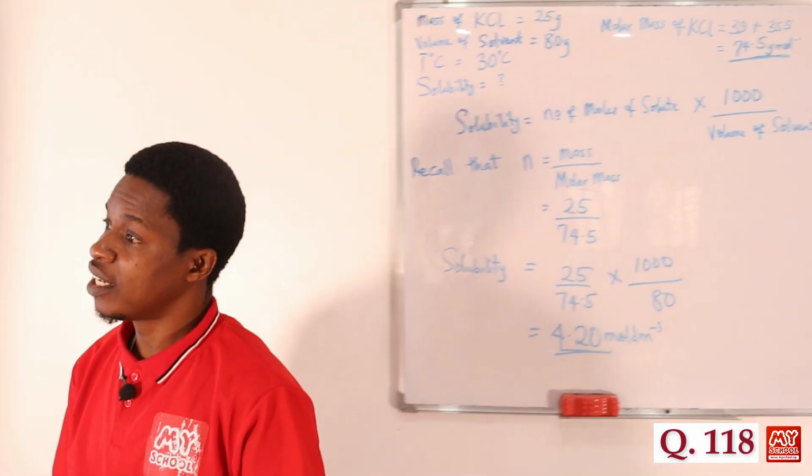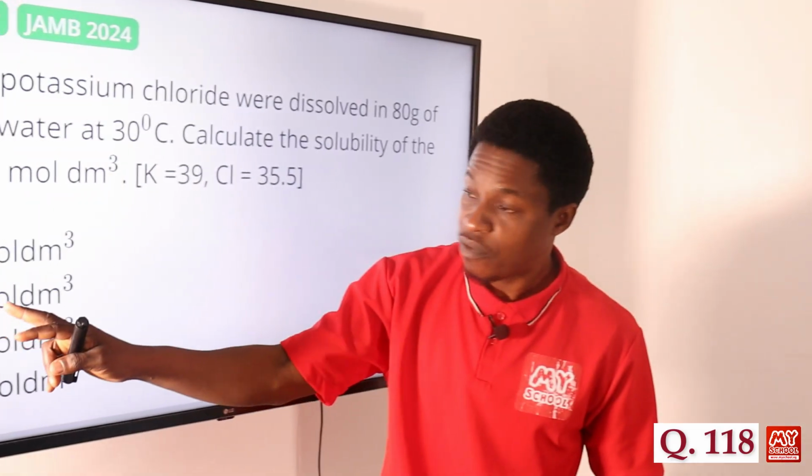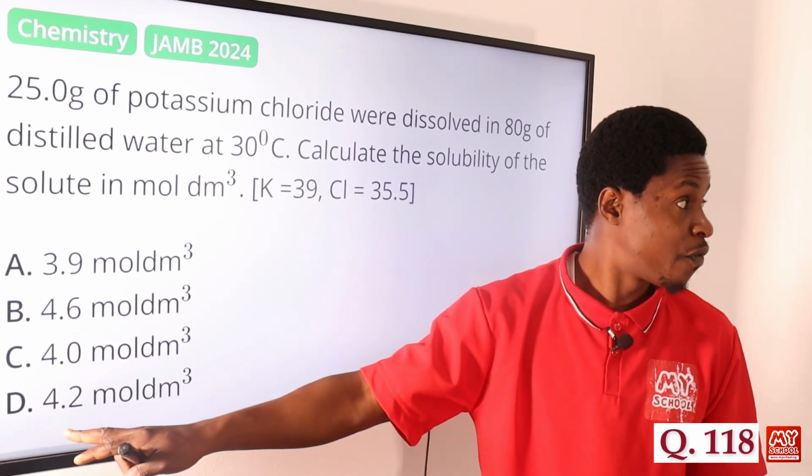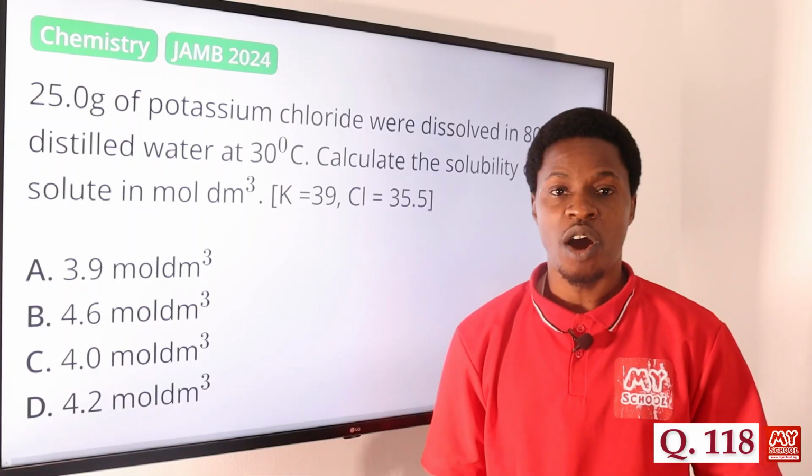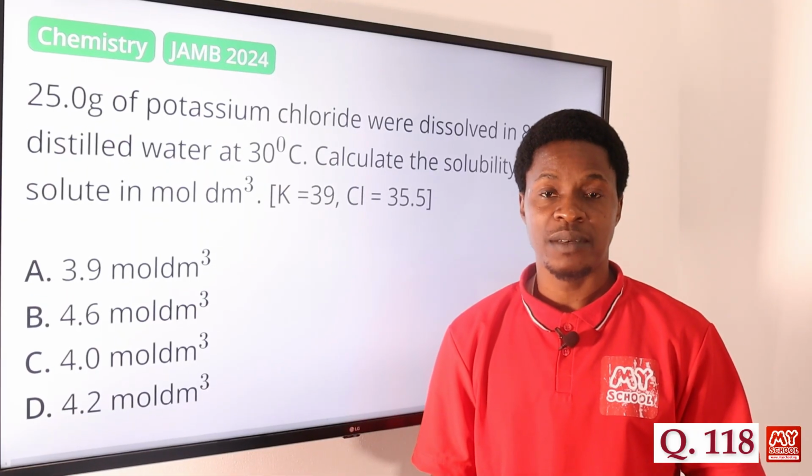Let's look at the screen. Option A 3.9, 4.6, 4.0, 4.2. So the correct answer is option D, 4.2 mole per dm cube.